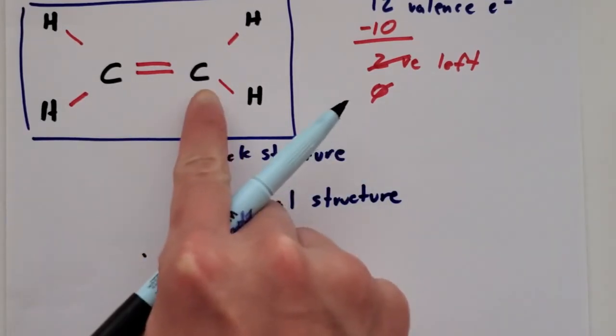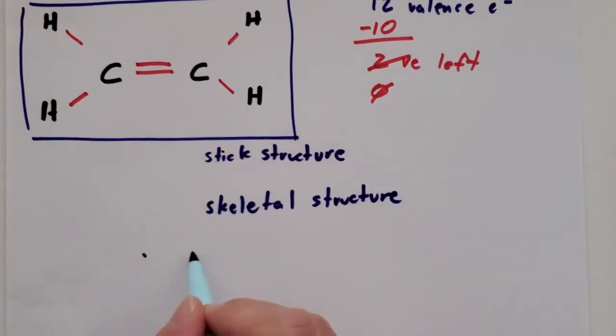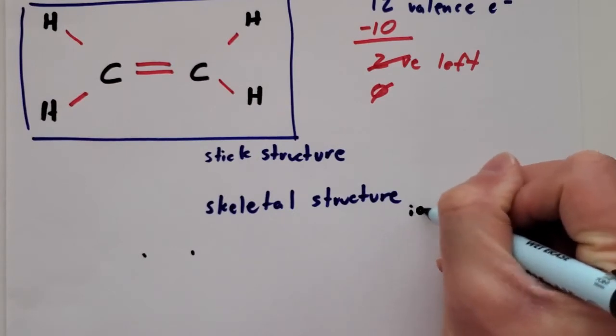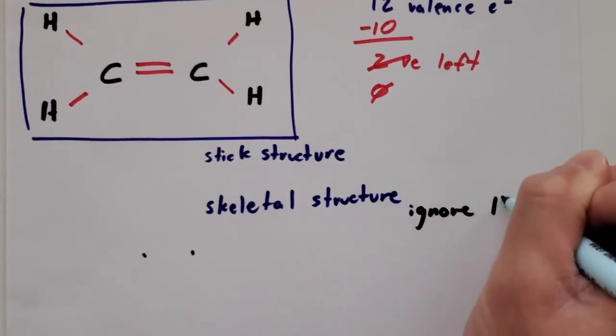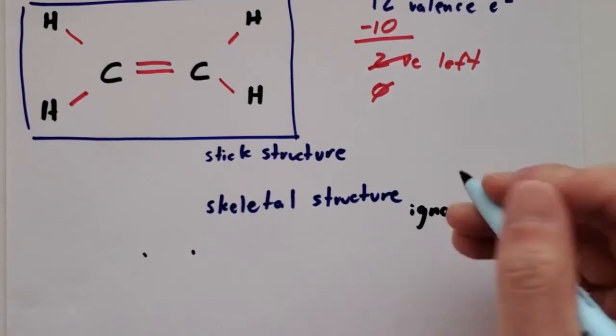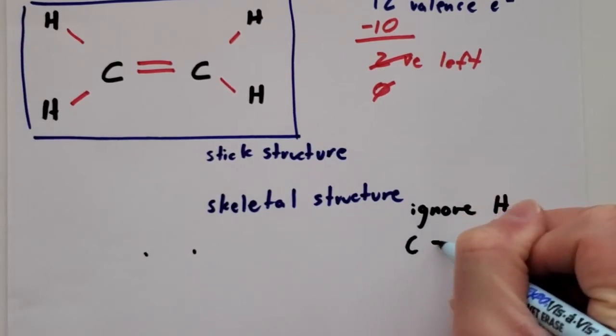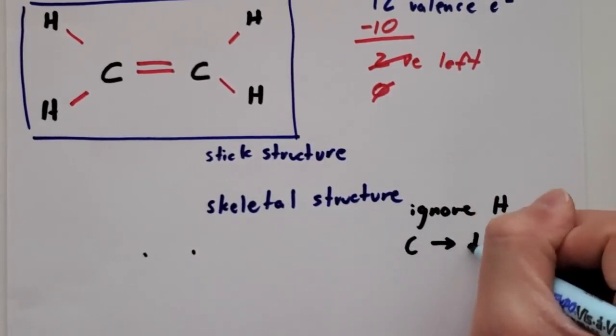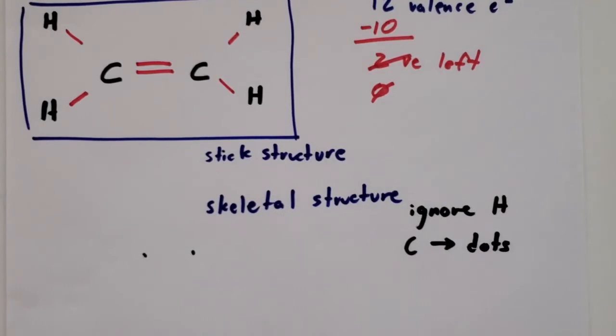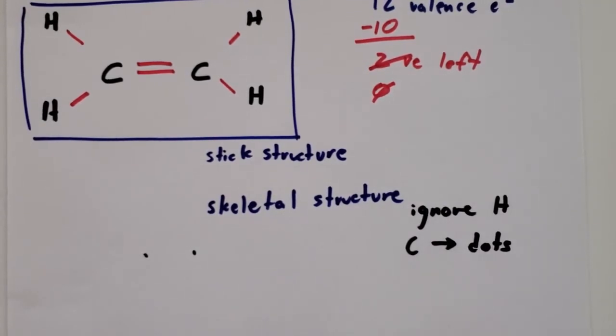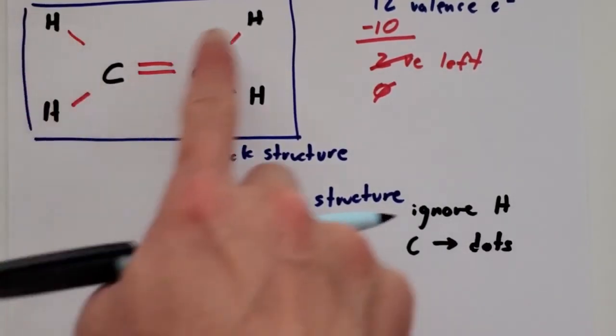Okay, we're gonna look at this carbon right here and then we're also going to draw a dot. When we do the skeletal structure, you need to remember we're gonna ignore the H's. And then what we're gonna do is turn the C's into dots for now, okay? So we're gonna ignore the H's. We don't need to draw the H's.